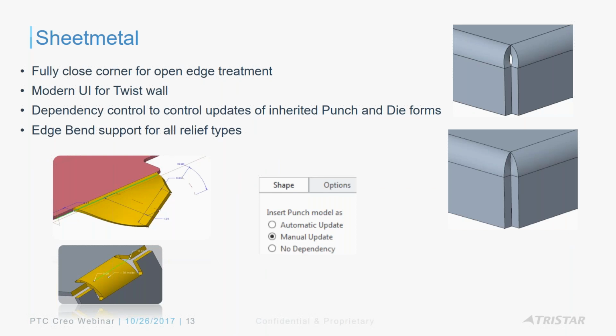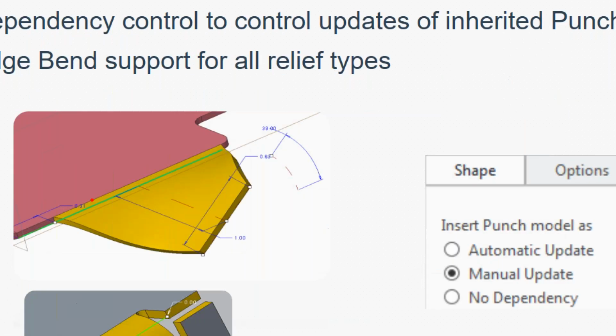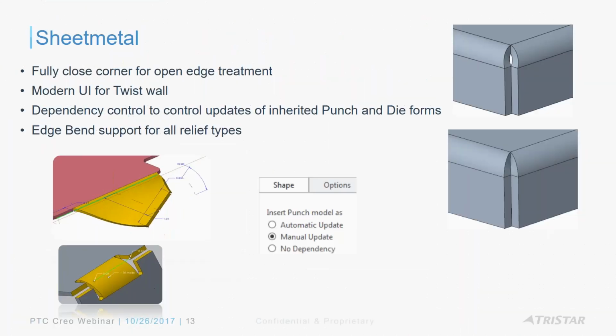But then the usability of these features. For example, the twist wall, right? It has a much better UI where you're really able to see what's going on. So you're able to click on the drag handle, specify the end width, start width, specify the angle, the counterclockwise angle there, and then the length of the twist, right? And when you convert solid models into sheet metal parts, you have better control on the relief types or edge bends.